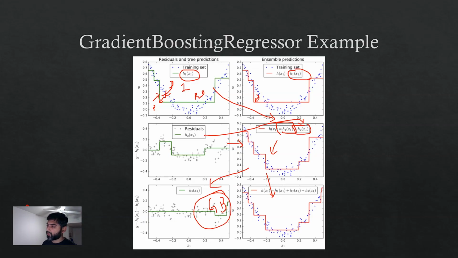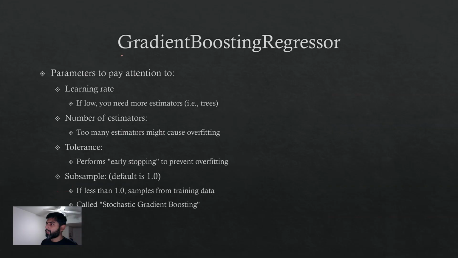It has its own improvement cycles, and it continues to improve the accuracy until a certain point, until you start overfitting the data. And that's how gradient boosting works. Some of the parameters you want to pay attention to: if your learning rate is low, you need more estimators. By that, you need more trees. You can fix the number of estimators. If you have too many estimators, you might be overfitting the data.